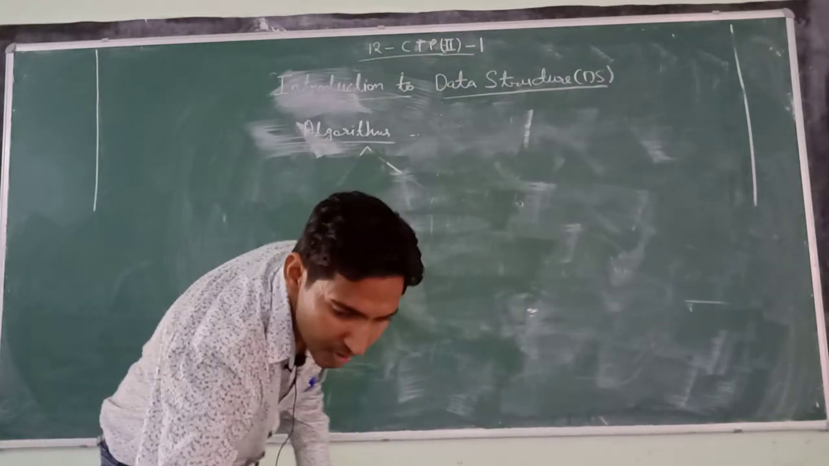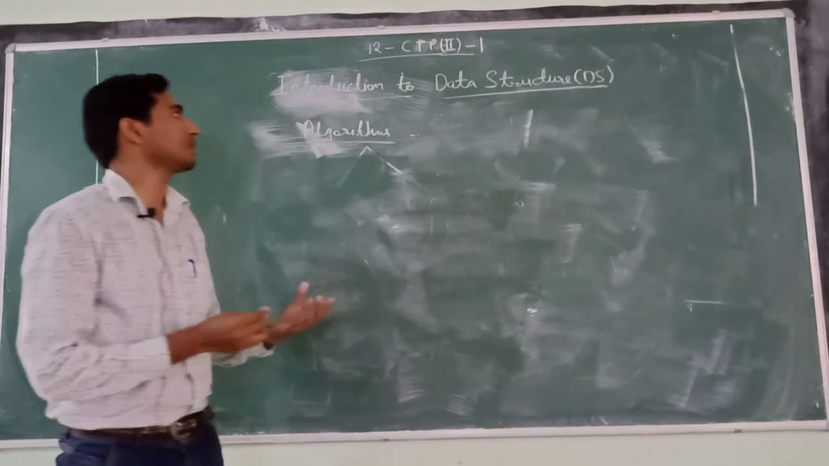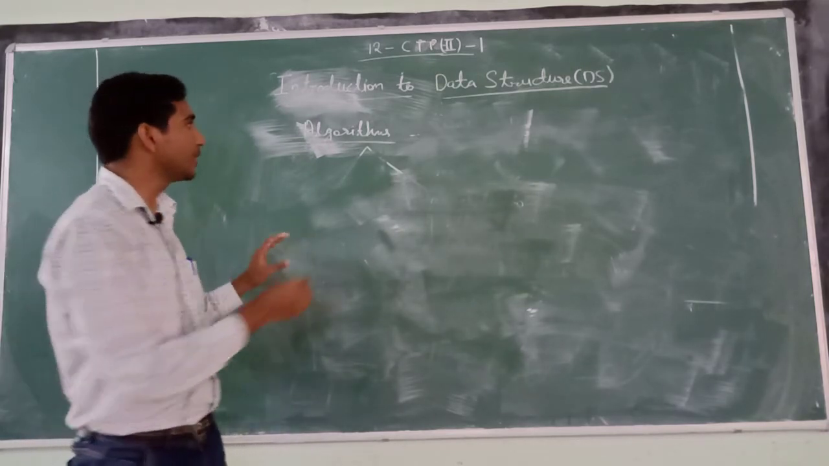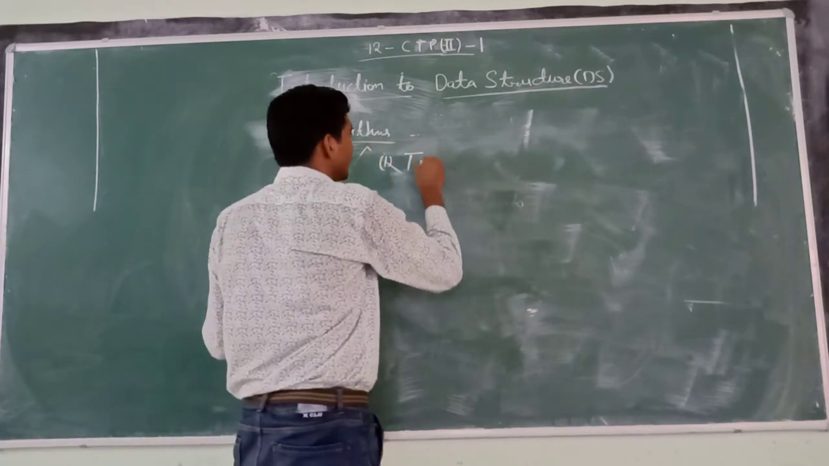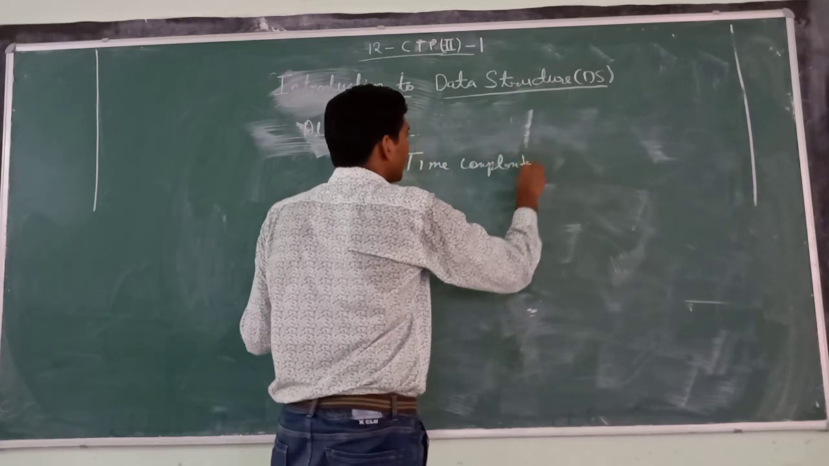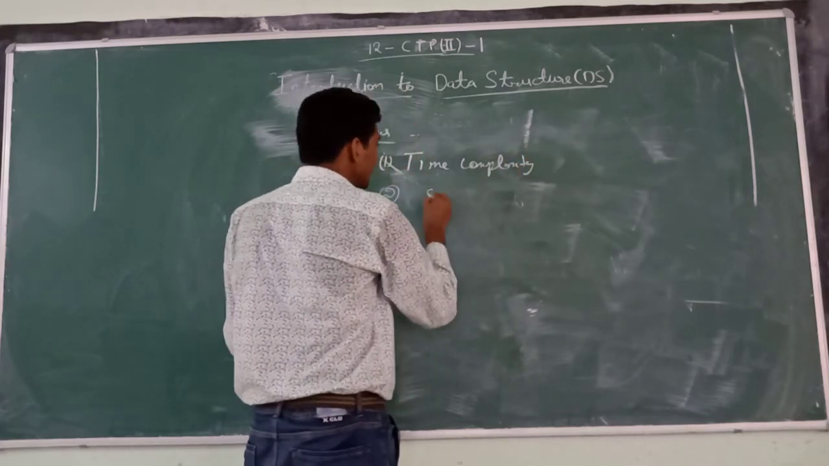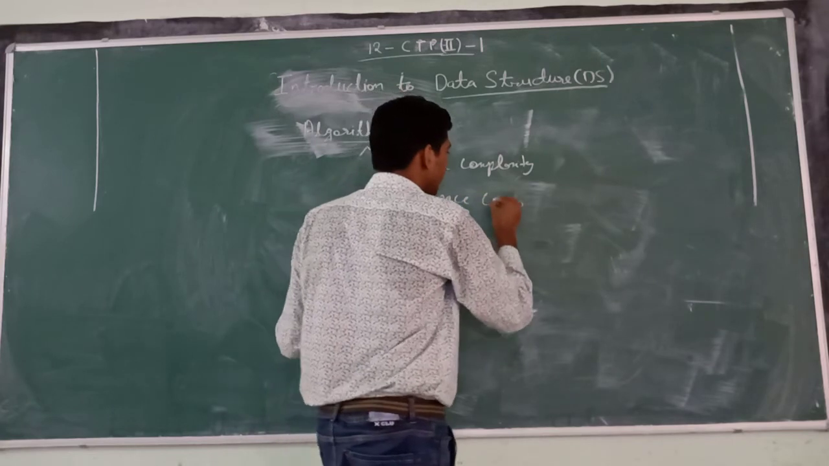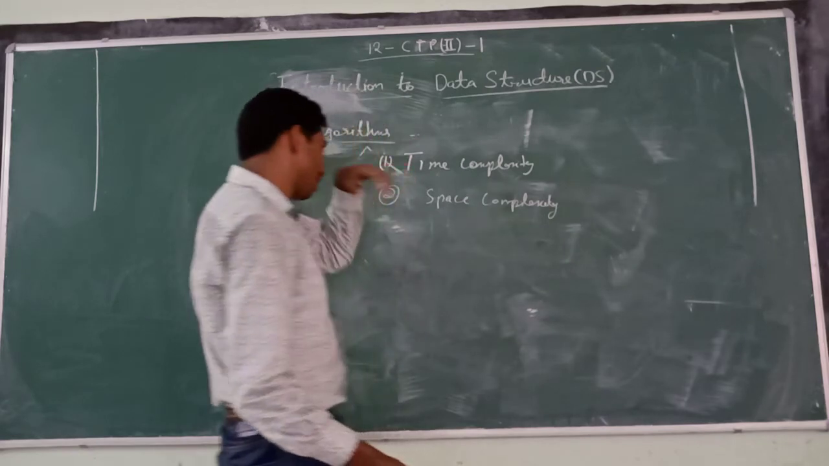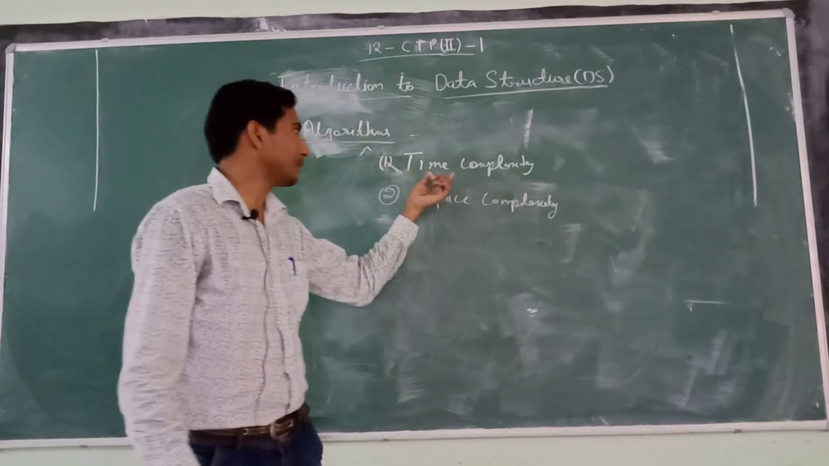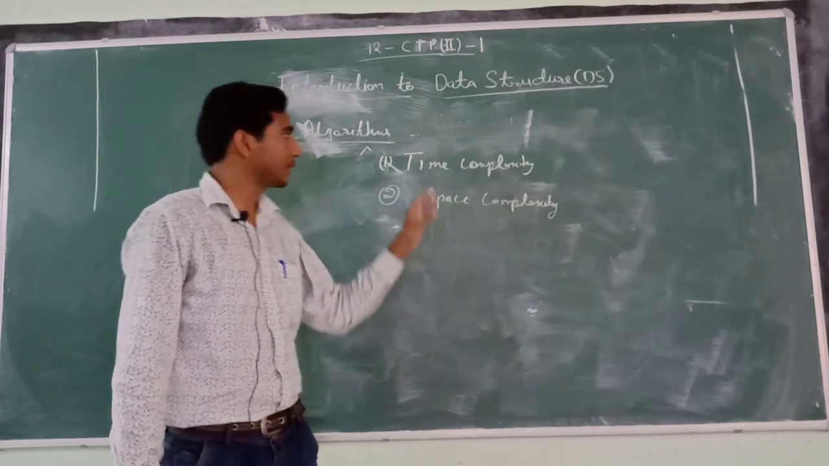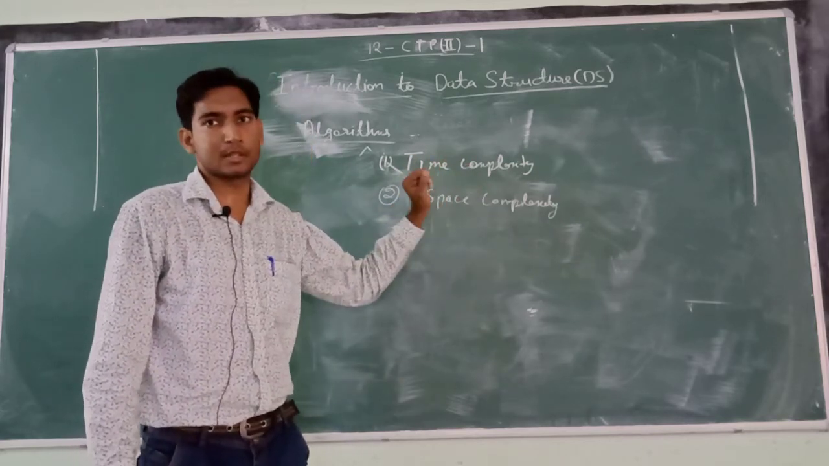And the efficiency of an algorithm. Now, how does an algorithm perform, and how well does it do its work? That can be measured in two terms. One is time complexity, and another is space complexity. Time complexity means how much time it takes to run.